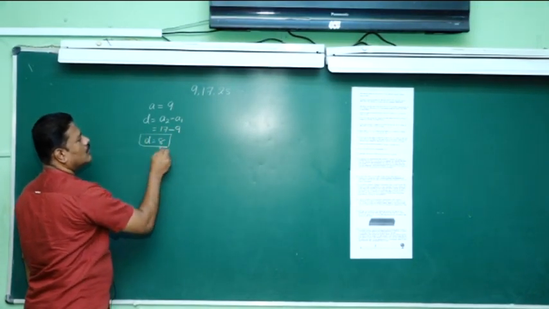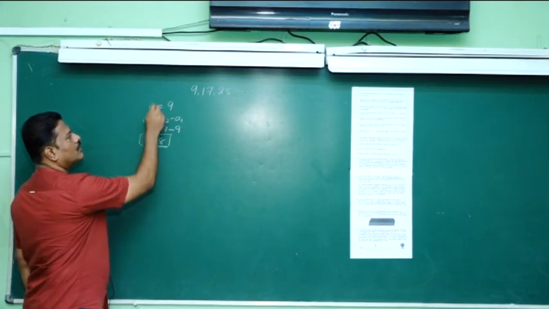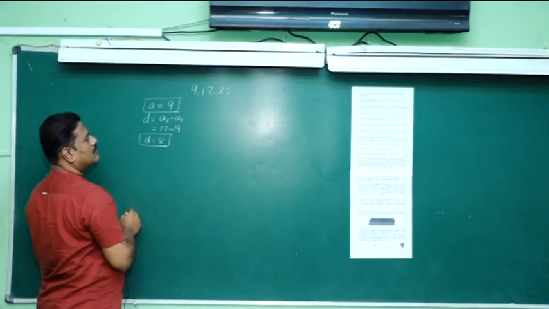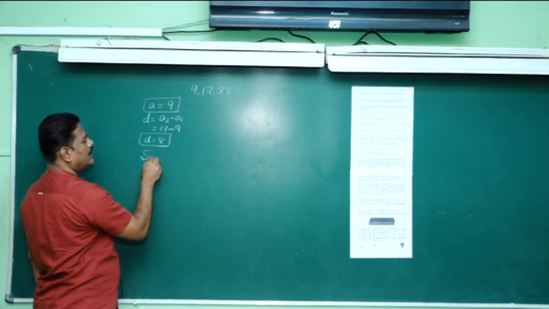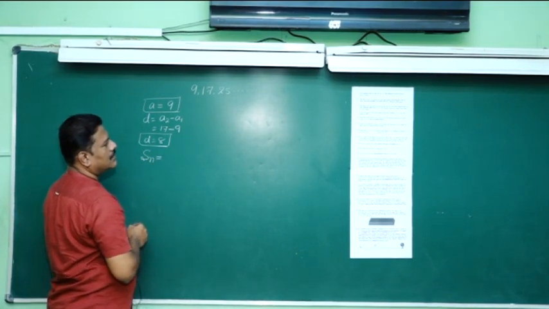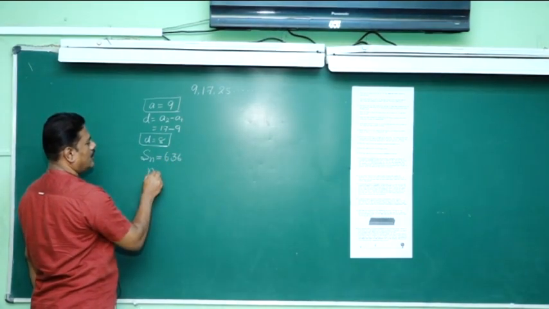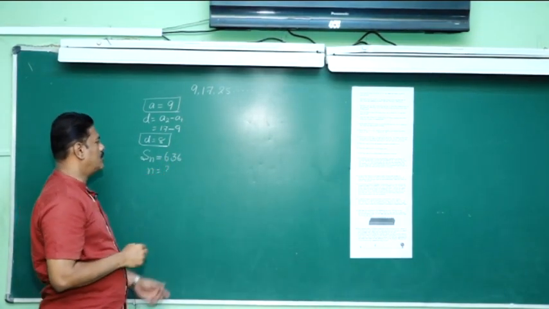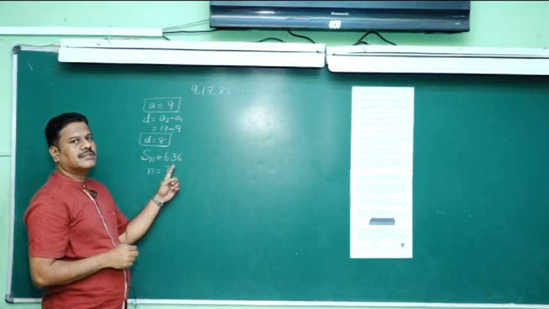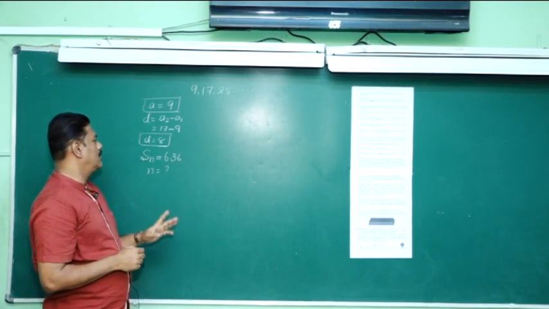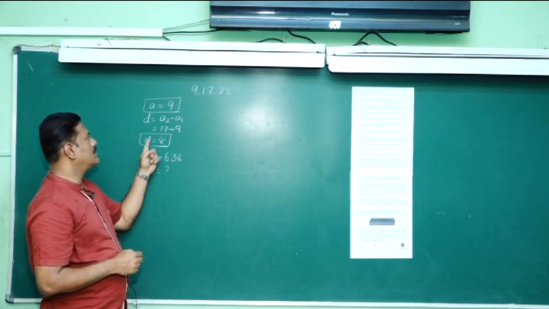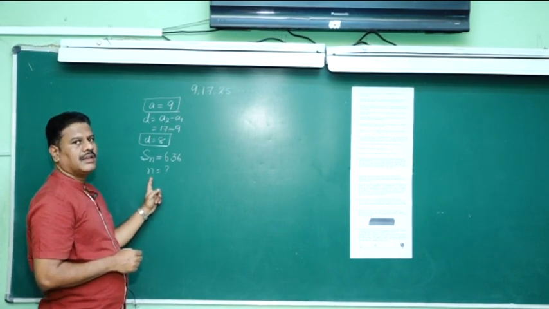So you will come to know the value of the common difference, you will come to know the value of the first term, and of course the sum to n terms is given here, 636. So you have to find the number of terms. How many terms we should add to get the sum 636? So Sn is known, d is known, a is known, only n I have to calculate.